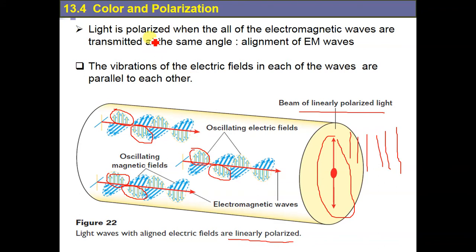Light is polarized when all of the electromagnetic waves are transmitted at one angle in the same direction. We say alignment of electromagnetic waves. The vibrations of electric fields in each of the waves are parallel to each other. If you want, you can take this definition.